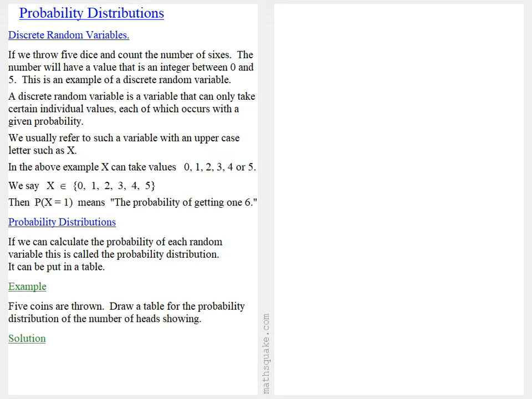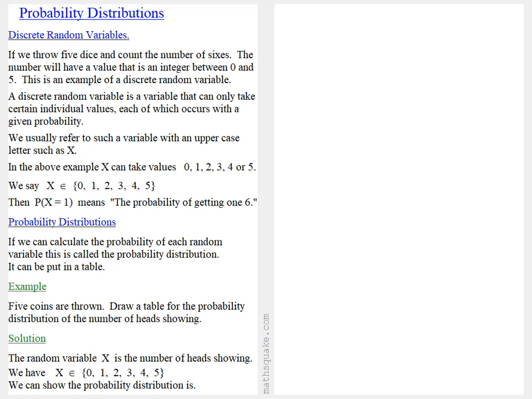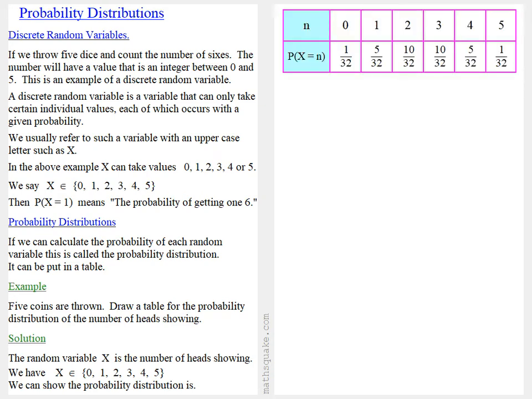Well, to solve this, the random variable X is the number of heads showing, and X can take the values from 0 to 5. So X is an element of the set of numbers between 0 and 5. We can show the probability distribution on a table. In the first row we have the possible numbers for X, 0 to 5. And then in the second row we have the probability of each of those numbers occurring.